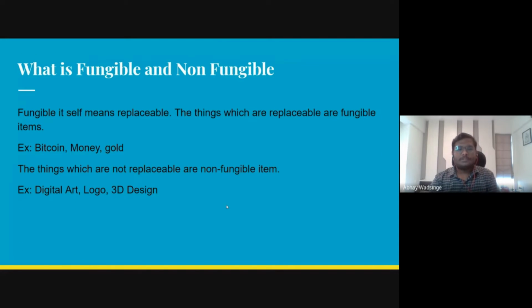Now, what is fungible and non-fungible? As I said, fungible itself means replaceable. The things which are replaceable are fungible items. Example, money, gold, Bitcoin, etc. And the things which are not replaceable are called non-fungible items. So NFT are non-fungible tokens. Non-fungible means they are not replaceable. We understand that non-fungible in NFTs means non-replaceable, right? So items like digital art, logo, and 3D designs come under non-fungible items. So NFTs are basically also the digital artwork which the artist creates.